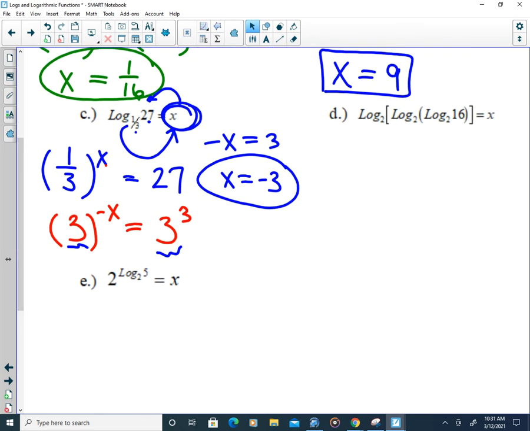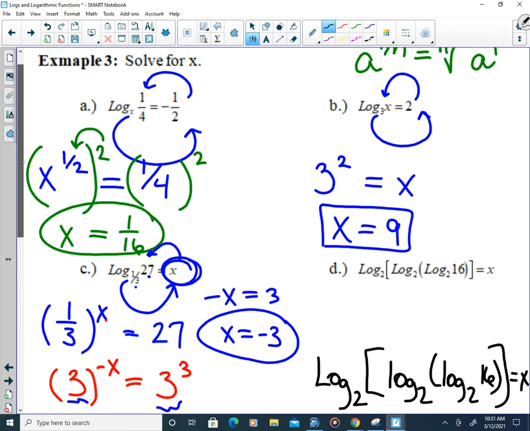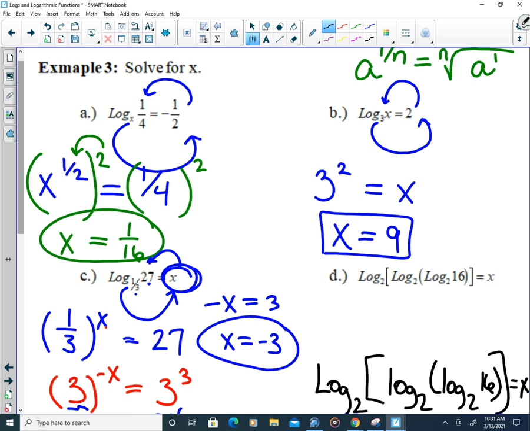We got this equation here. The log base 2 of the quantity log base 2 of the quantity log base 2 of 16 is equal to x. So it's already solved. X is by itself. It's solved for x. We just got to simplify that left-hand side. Just like we did on the example right above it. When we rewrote this as 3 to the second power equals x, x is already solved for. We just had to simplify this. 3 squared is 9.